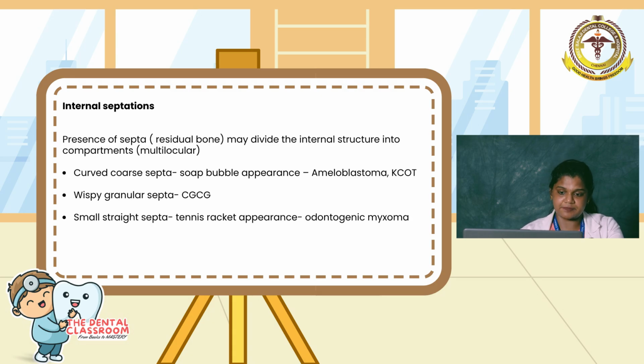Next is the internal septations. The presence of septa, which is the residual bone, may divide the internal structure into compartments. That's why the lesion gets a multilocular appearance. So curved coarse septa give you a soap bubble appearance, as seen in cases of ameloblastoma and KCOTs, and wispy granular septa is seen in central giant cell granuloma. Small striate septa give a tennis racket appearance, which is characteristic of odontogenic myxoma.